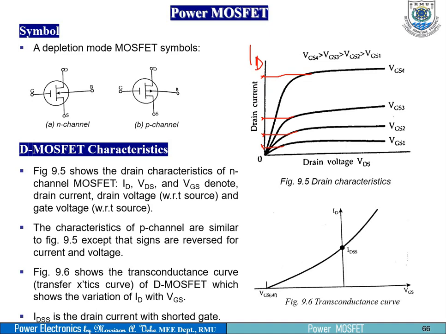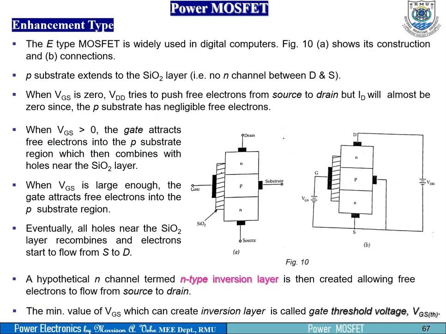What it means is that if you increase the gate source voltage, you will allow more current to flow from source to drain. So that's what is happening as far as this curve is concerned. I'll try to explain more when we get into the switching characteristics.